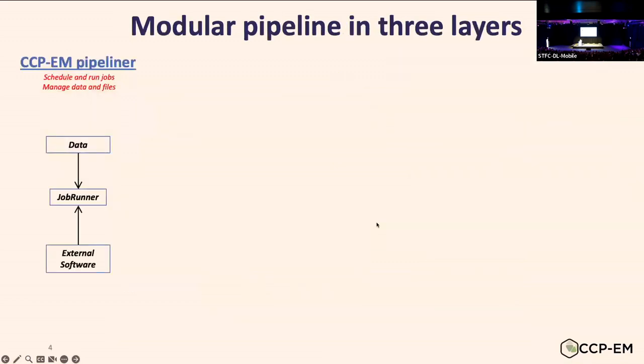So the software release is a modular pipeline. It's built in kind of three distinct layers. The first is called CCP-EM Pipeliner. So this is a job runner. It takes your data, it makes calls to external pieces of software, runs them, and then manages all the data that comes back. You interact with the pipeliner through the pipeliner API.